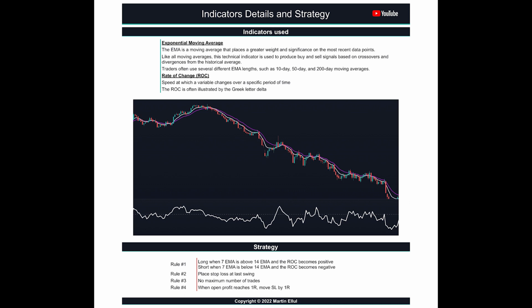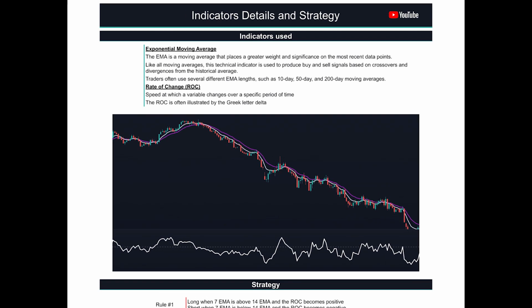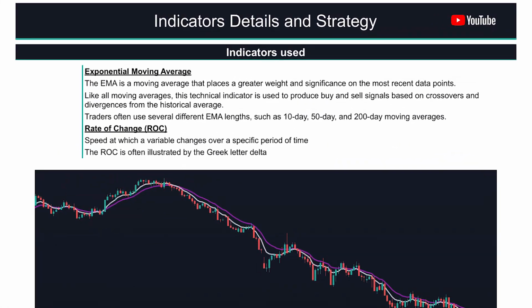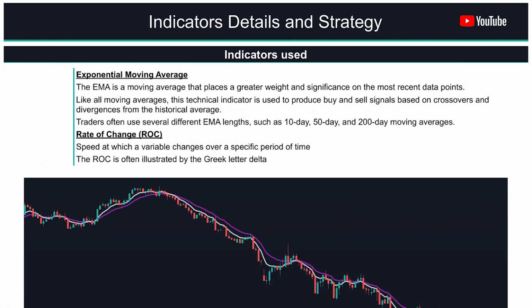Today I have a new trading strategy which I'm going to backtest for you. I will tell you about the indicators that we're going to be using, show you a few examples, and then perform the backtest. This strategy involves two trading indicators, the exponential moving average and the rate of change.